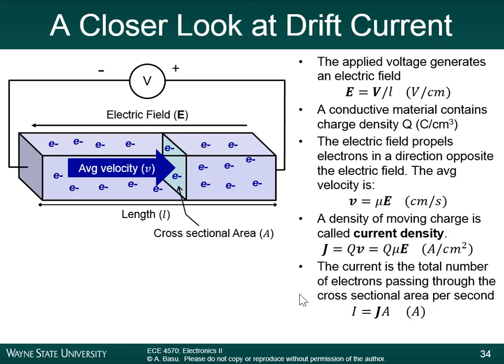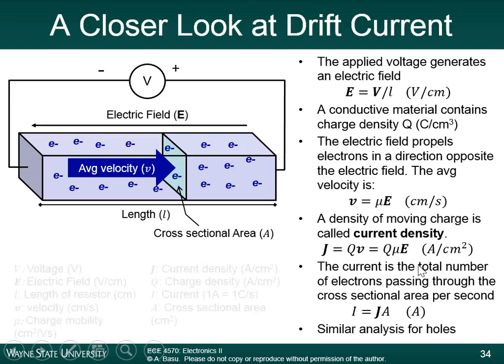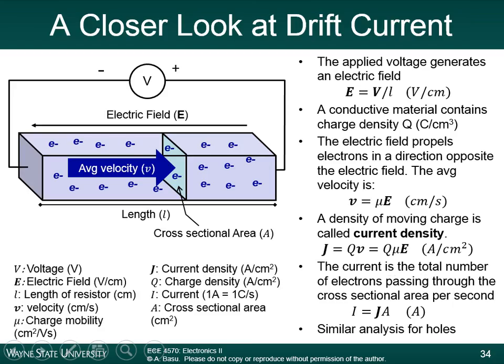It's important that you have an intuition of what current is. We sometimes forget. We just think V equals IR. It's the physics of it. We want to think about the physics of it for the purposes of this course. All right, there's a similar analysis for holes, except as we know, holes move in the opposite direction. They move in the same direction as the electric field. Electrons move opposite the electric field. For the purposes of your notes, these are all the units for the different things that we've talked about.